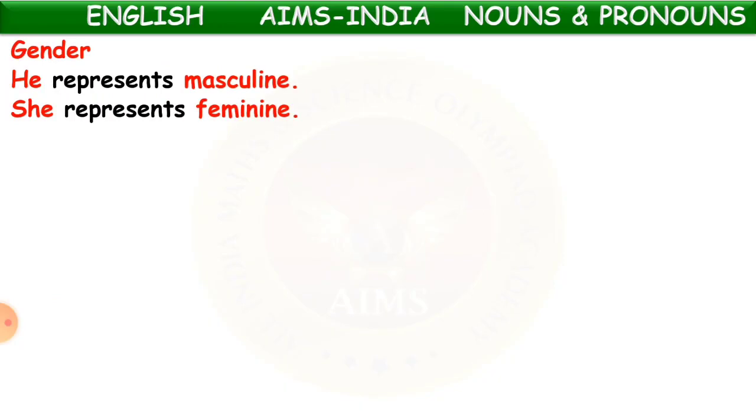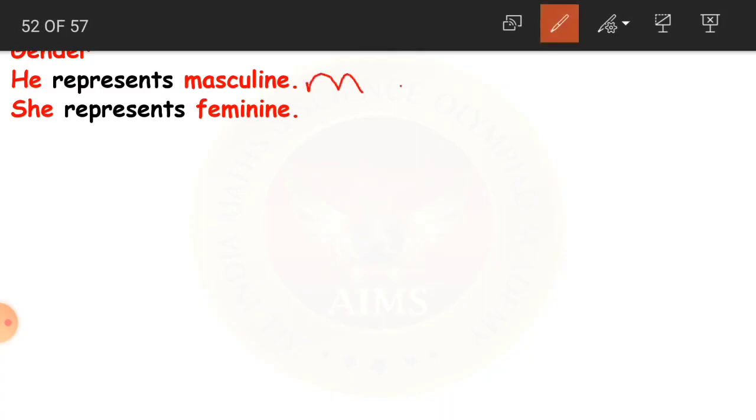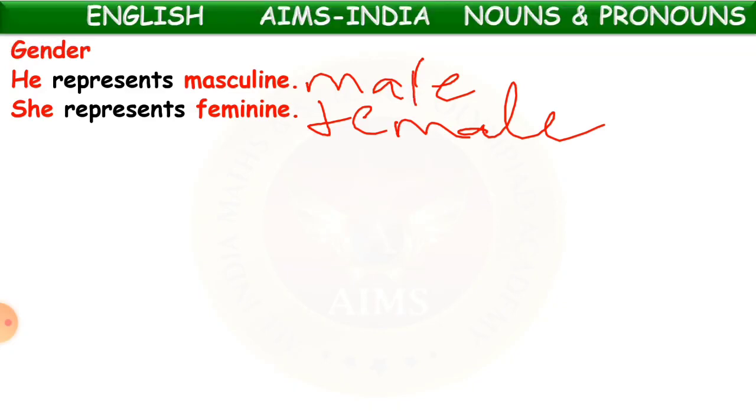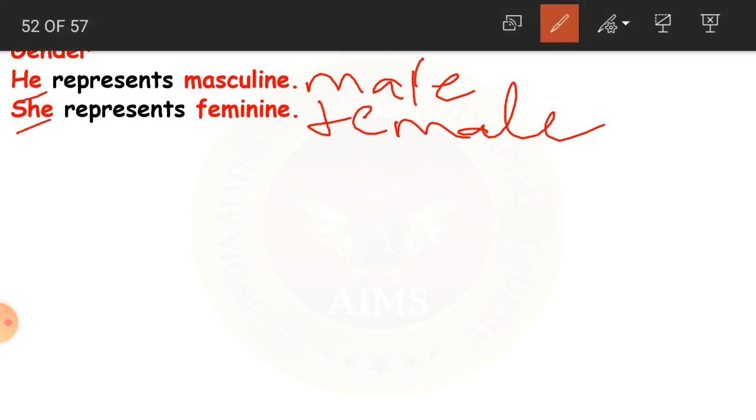He represents masculine, that is the male gender, like man. She represents feminine, the female gender, like woman. For masculine, we address it as he. For feminine, we address it as she. He and she, these are the genders.